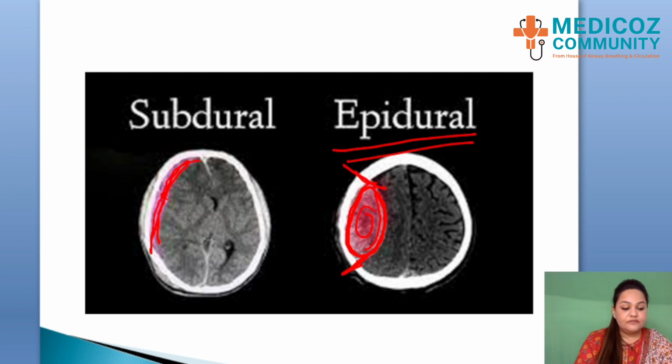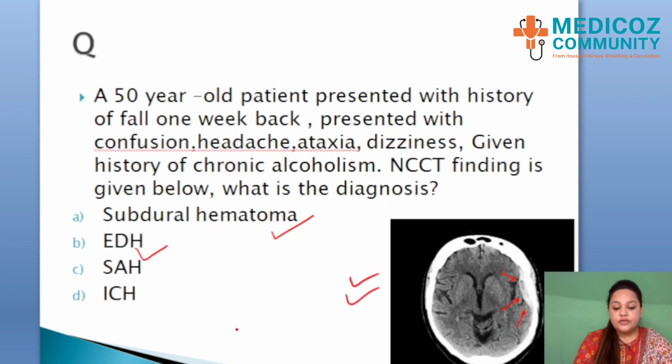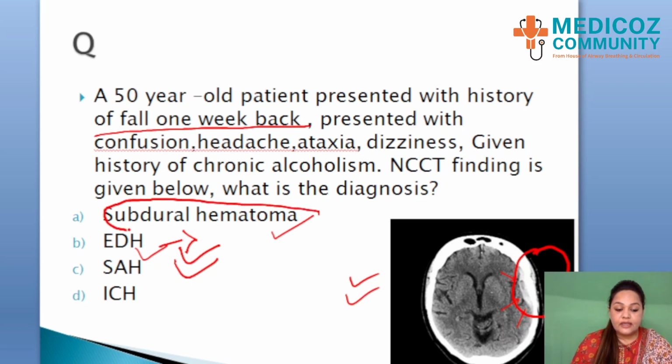Now we will see the CT finding here. Yes, so here you can see this is the area of the hematoma. It can be an epidural hematoma, but the hint is in the question, that there is a history of fall 1 week back. So this is not the acute case, this is the chronic one, and in a chronic case there is a chance of subdural hematoma. So this is the finding, our subdural hematoma. So this is the answer for this question.